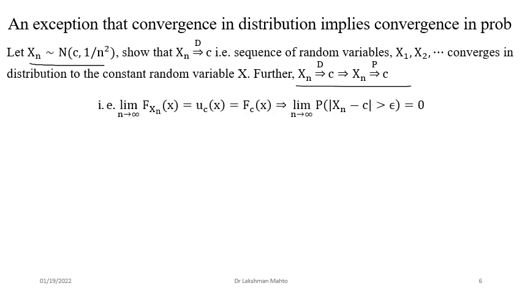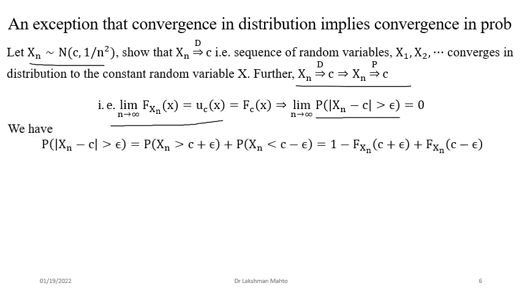We had already seen this convergence. It implies that if you take the limit of the probability that xn is epsilon away from C when the sample size approaches infinity, that would be 0. How can we see it? We know that the probability that xn is epsilon away from C can be written this way, by breaking it into right tail probability and left tail probability.